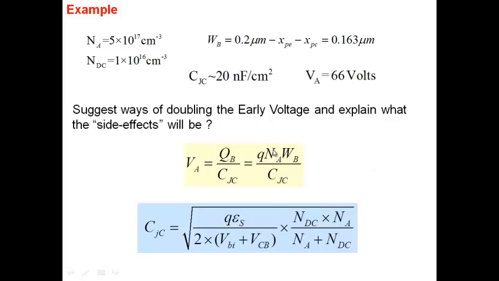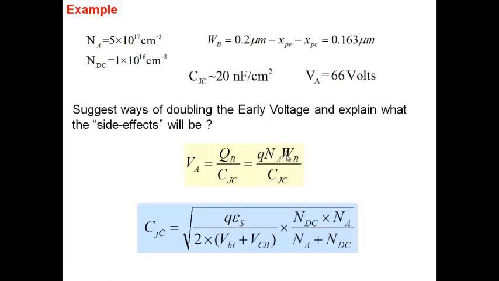All right, suppose I don't want to touch Na. What is the other factor? Let's stick with the base. I'll double WB, double the base width. Again, current gain will drop. That's one drawback, a side effect that you'll see. With WB, current gain will drop.